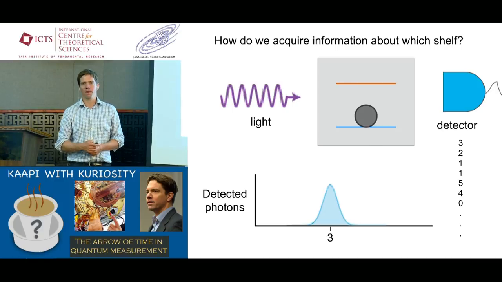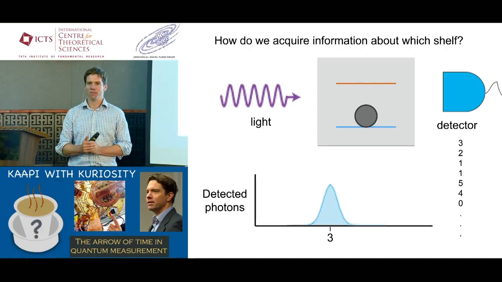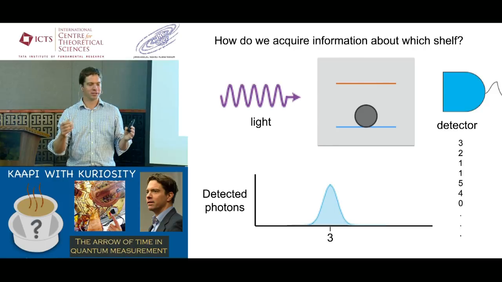Excuse me, can you just explain what is a photon? What is a photon? A photon is a particle of light. So thank you for the question.